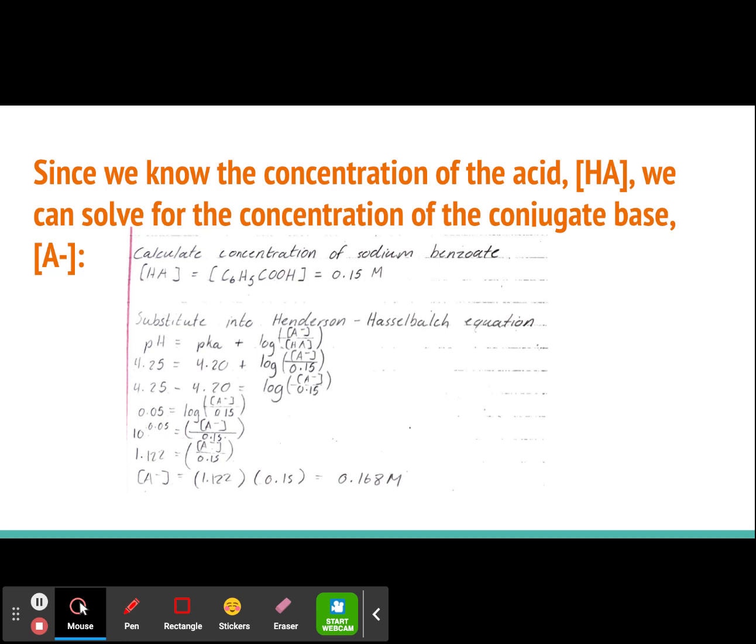And then we have to get rid of the log, so we raise it to the power of 10. So 10 to the power of 0.05, and 10 to the power of the log of the concentration of the conjugate base over the concentration of the acid, gives us 1.122 equals the concentration of the conjugate base over the concentration of the acid. So we can then isolate the concentration of the conjugate base to give us concentration of the conjugate base equals 1.122 times 0.15 equals 0.168 molar, which is the concentration of the conjugate base.